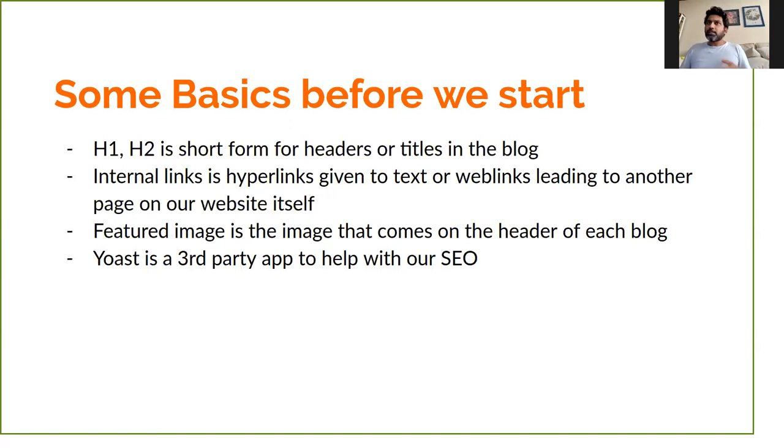The next is interlinks, which are hyperlinks given to the text that lead to another page on our website itself. So basically, you're linking, say, from indiasomeday.com to indiasomeday.com/best time to visit India, and so on. Featured image is the image that comes on the header of each of the blogs, and Yoast is a third-party app to help with our SEO. So these are things which you might or might not know what they mean. Hopefully this should help. Whenever I speak, just remember these four things.